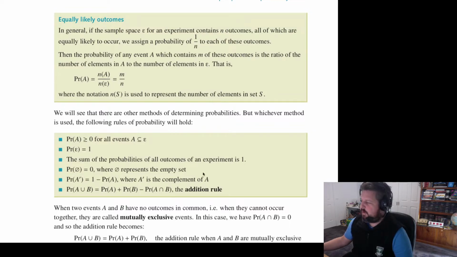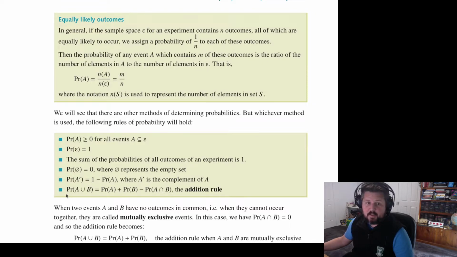I'm remembering as well from year 11, A dash means the complement of A, and the complement of A is basically saying not A, and that can be calculated as 1 take away the probability of A. So that's useful to remember.